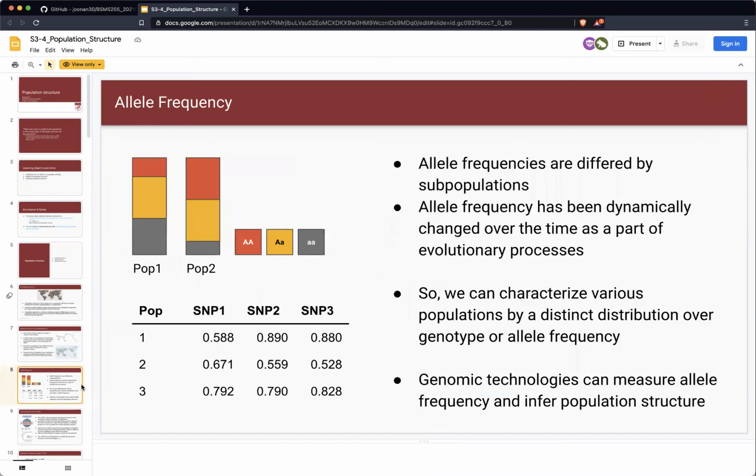So if you're talking about the allele frequency, we can say that the allele frequency is quite different by subpopulations, and this allele frequency has also been dynamically changing over time as part of the evolutionary process. So if you think about the allele frequency in East Asians and in Europeans, they of course have different frequencies for certain alleles, because they have different times, different evolutionary processes, and also different migration histories.